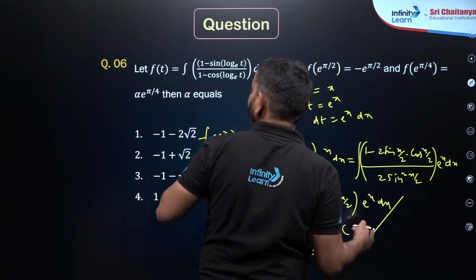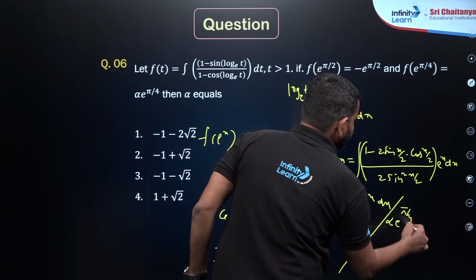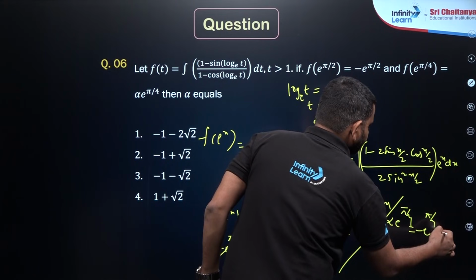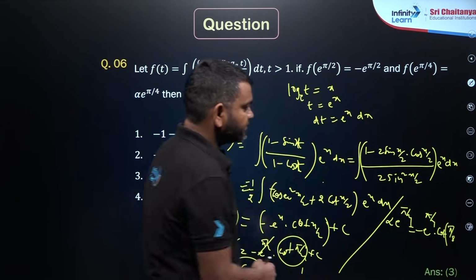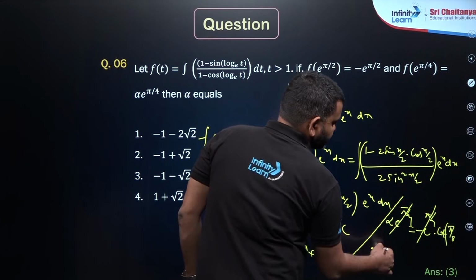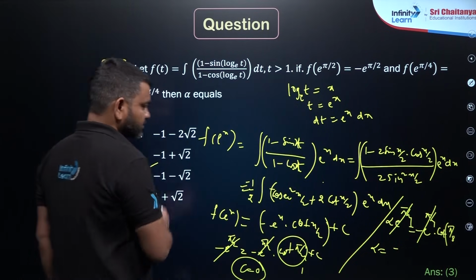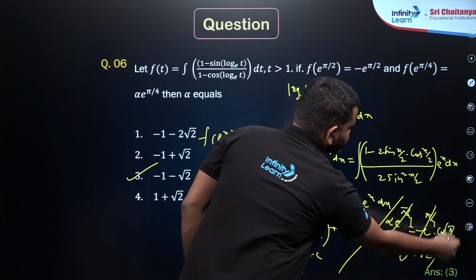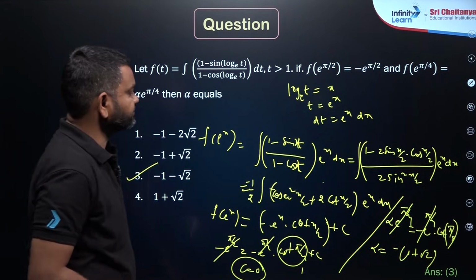So f of pi by 4 is given as alpha into e power pi by 4, that is going to be minus e power pi by 4 into cot of pi by 8, right? In this you simplify, these two are going to get cancelled. So alpha is equal to minus times of what we are going to get, 1 plus root 2, which is the value of cot pi by 8. So substitute the value of cot pi by 8 and that is going to give your answer there.